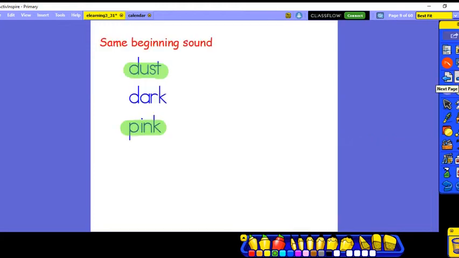Okay, we're going to look for words that have the same beginning sound. We're looking for words that have the same beginning sound. So let's look. Dust, dark, pink. Which words have the same beginning sound? You can even look and see these have the same letter at the beginning. D, d, d. So dust and dark have the same beginning sound.